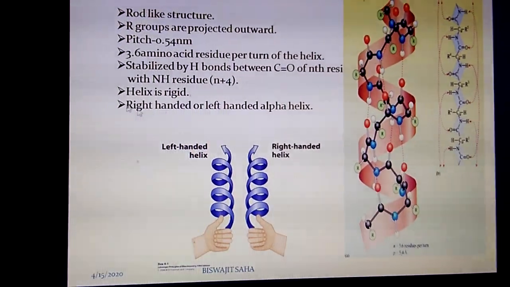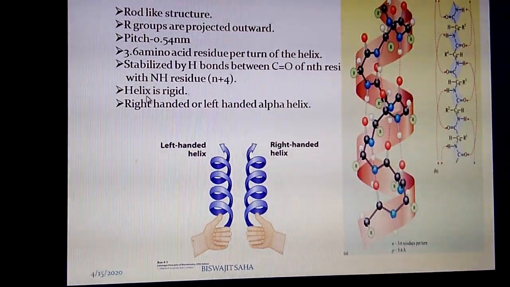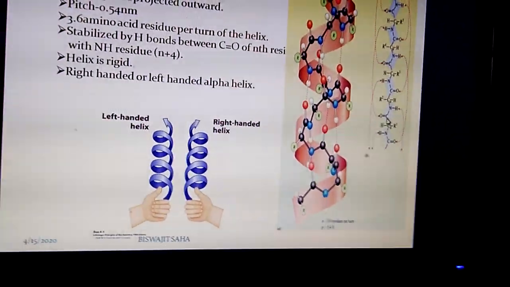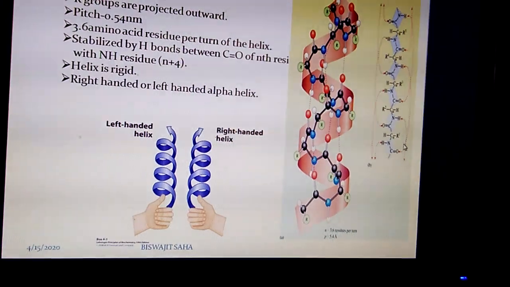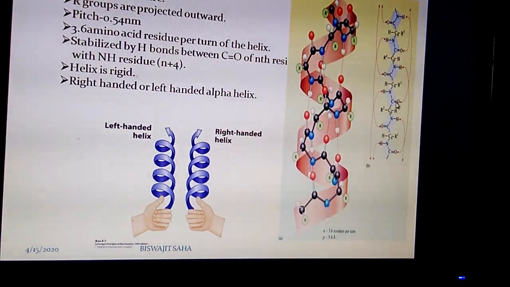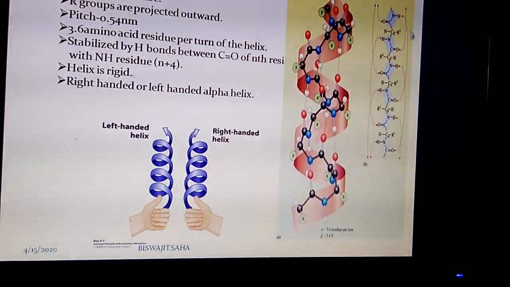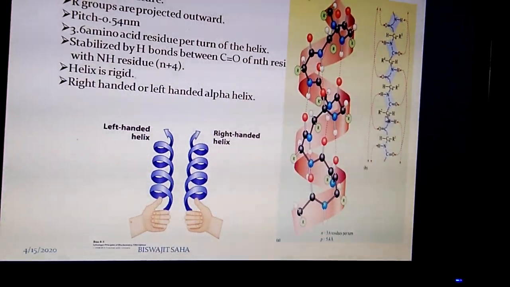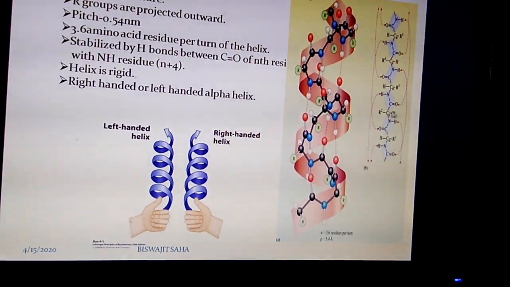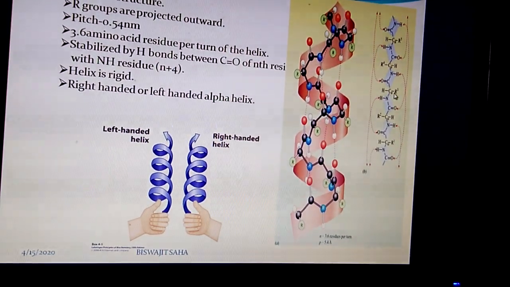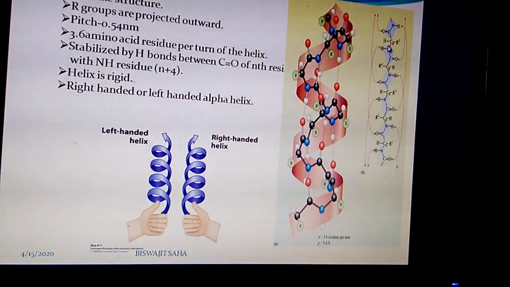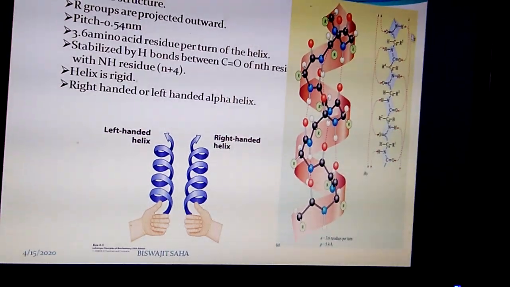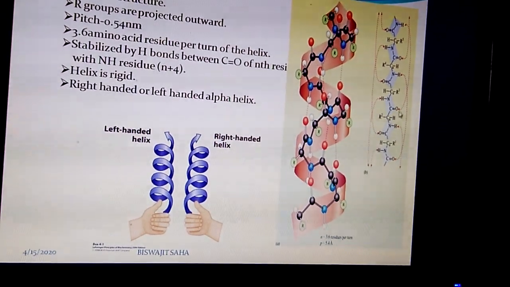Alpha helix is stabilized by the hydrogen bond between the CO of the nth residue and the NH group of the n+4 residue. What does it mean? It means, say, this is the CO group of one amino acid. This will make a hydrogen bond with the NH group of another amino acid that is located 4 residues ahead in the linear sequence. So if we count, this is the first amino acid, this is the second, this is the third, this is the fourth amino acid, which contains the NH group. So this NH group is hydrogen bonded to the CO group of the amino acid located 4 residues ahead.